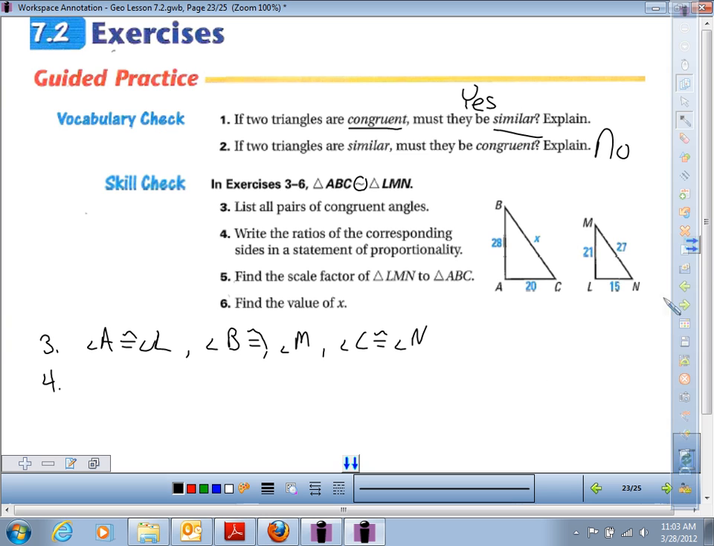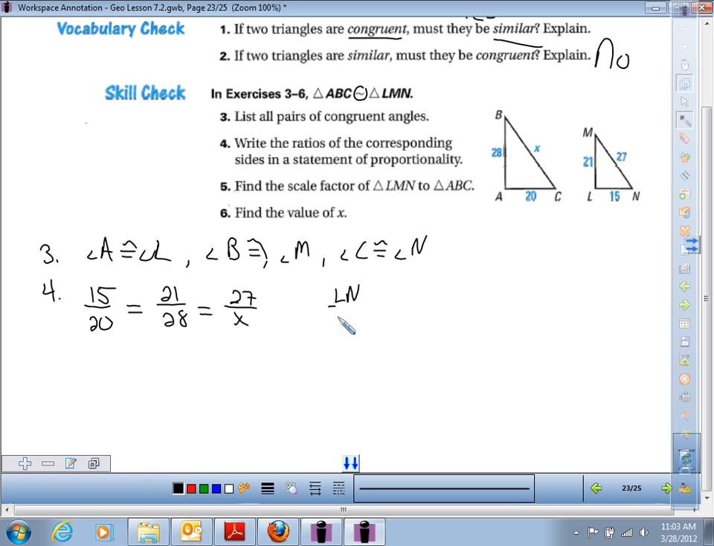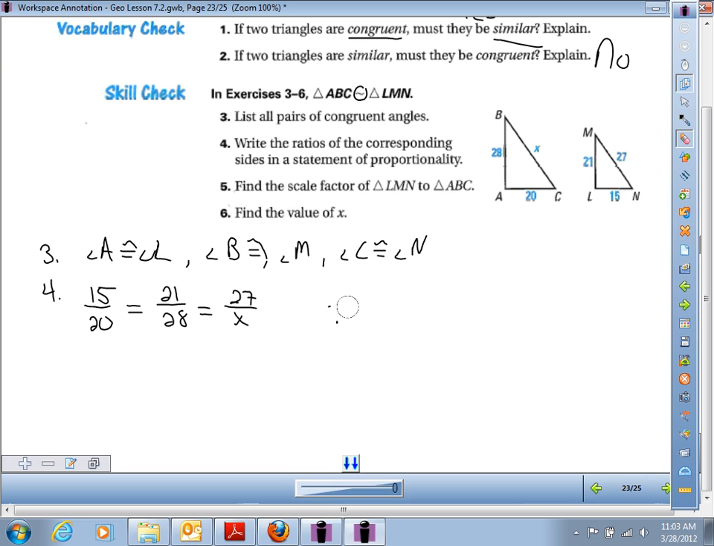Now 4, let's write the ratios of corresponding sides in the statement of proportionality. Okay. So I'm going to start down here with that 15. Its corresponding side is 20. We have 15 over 20 equals, let's go around the horn now, 21 over 28. Now notice I keep putting the smaller side lengths up top. Equals 27 over x. There's our statement of proportionality. Now we also could have done that with the segment names, meaning we could have taken LN over AC, and so on and so forth. But I didn't want to do that. So there's our statement of proportionality.